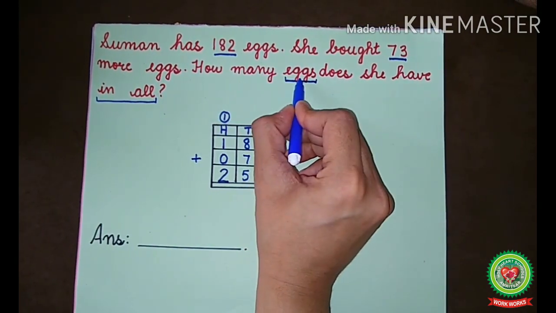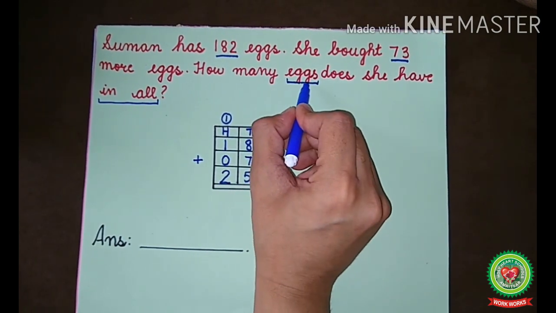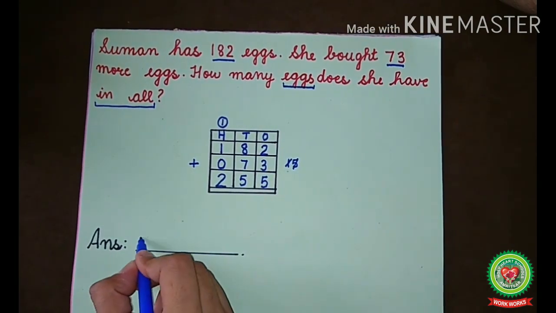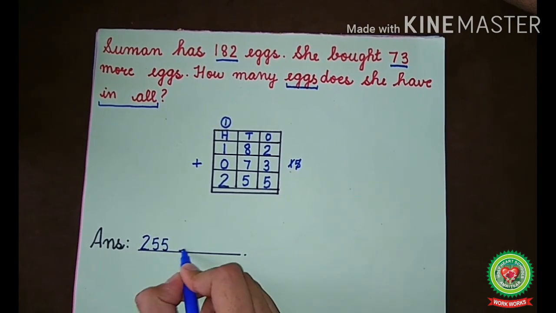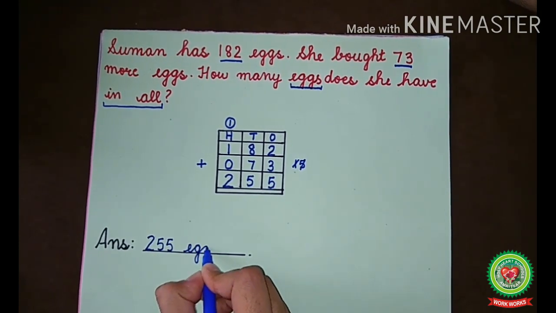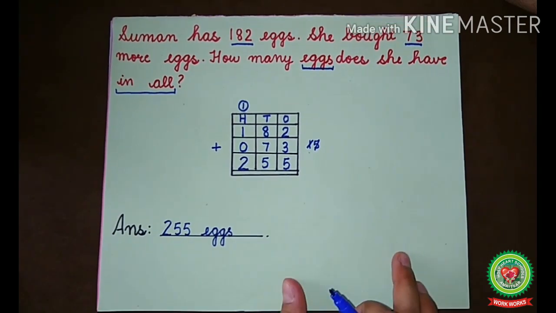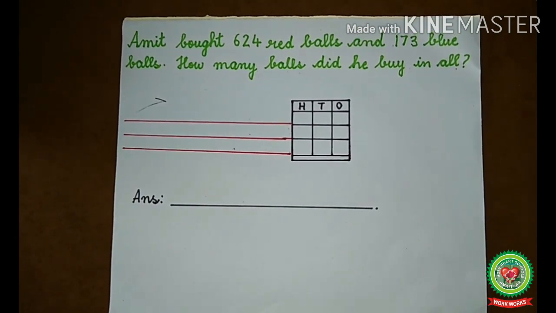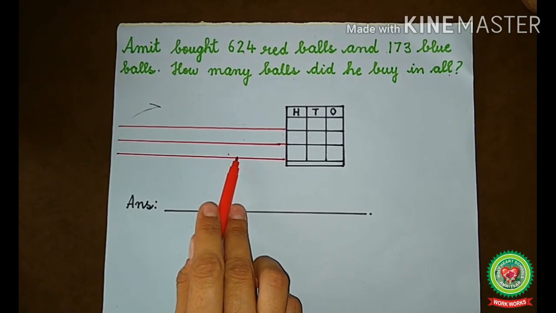How many eggs? Whatever we are finding, it will be given after how many in the statement sums or story sums. So we will write here 255 eggs in all. I hope I am clear. Now I will tell you how to make the statement. Now children, if you want to make the statement, you can draw these types of lines in your book also.